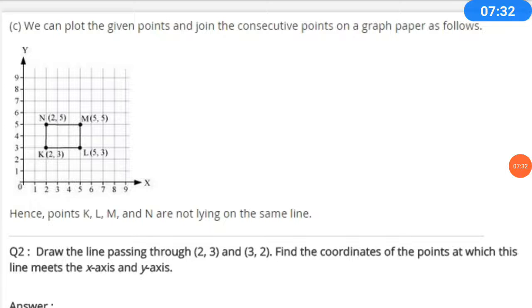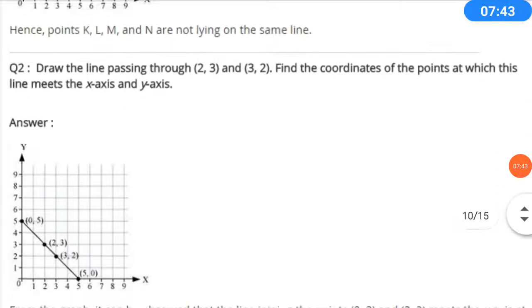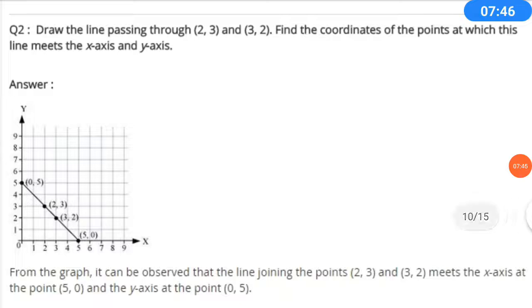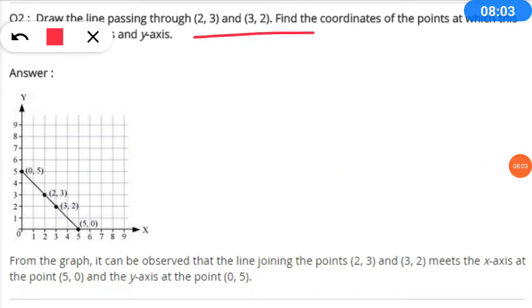Draw the line passing through (2, 3) and (3, 2) and find the coordinates of the points at which the line meets the x-axis and the y-axis. So here we are having question number 2. It says to draw the line passing through (2, 3) and (3, 2), and find the coordinates of the points at which this line meets the x-axis and the y-axis. What question number 2 says: coordinates are being given. What are the coordinates? (2, 3) and (3, 2).